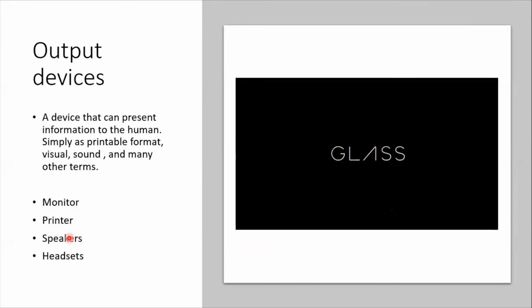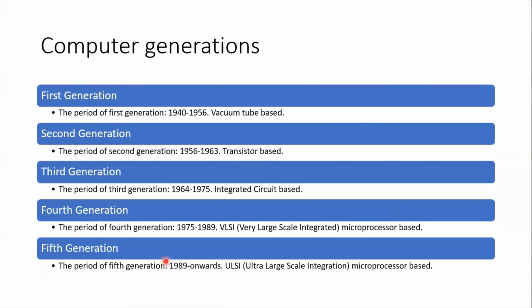You can find through the internet what the latest output devices are. There are a lot of output devices, so you can go through these and understand them more and more deeply. And if you like, you can enjoy these output devices also, right? Another topic that I want to speak about today is computer generations.